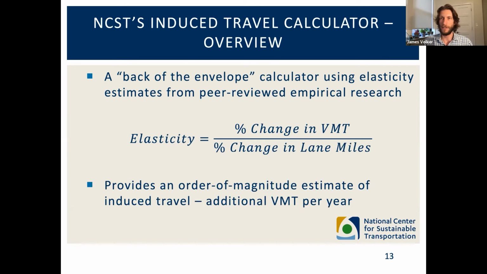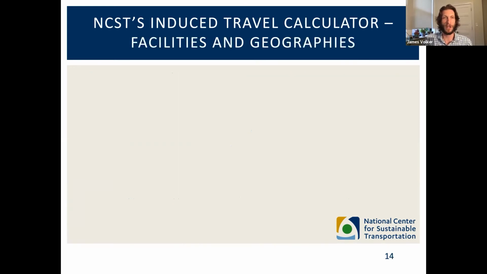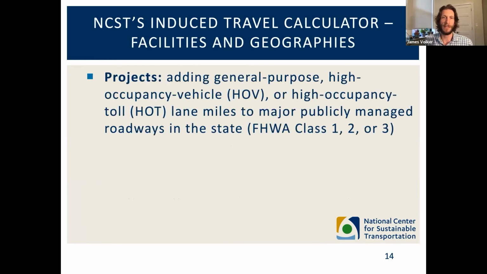And where does it do that? For what types of projects are we getting these estimates? Our calculator applies to a wide array of roadway capacity expansion projects in California. More specifically, it applies to projects that would add general purpose lanes, high occupancy vehicle lanes, or high occupancy toll lanes to major publicly managed roadways in the state.